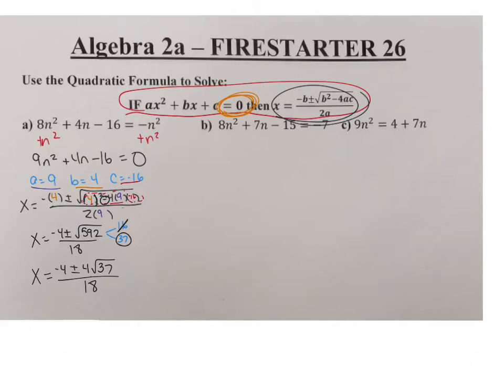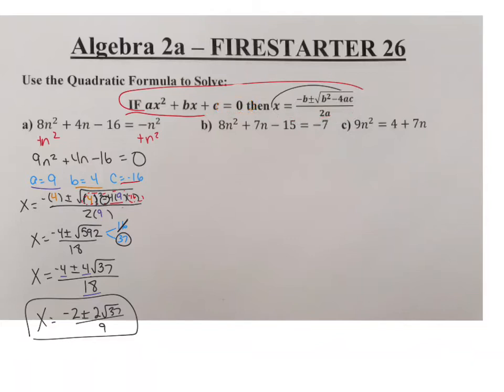Now, the only thing I can do more is all three of these pieces can divide by 2. So my best answer is x equals negative 2 plus or minus 2 radical 37 all over 9. And I just leave it like that. You could write it as 2 separate answers, but I'm not going to. I'm just going to leave it just like that, because the radical did not disappear.